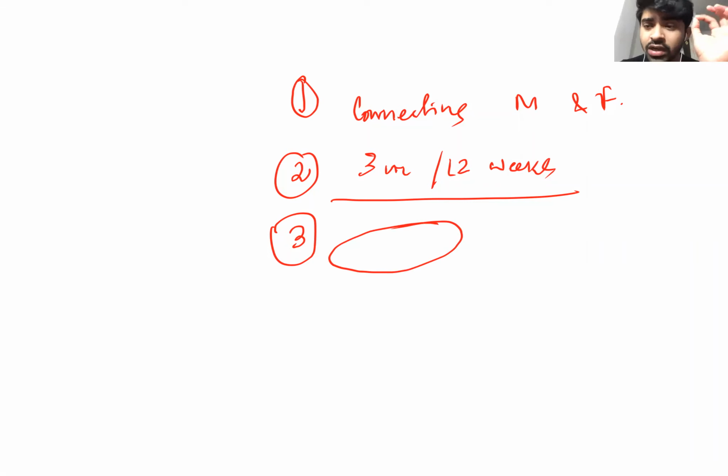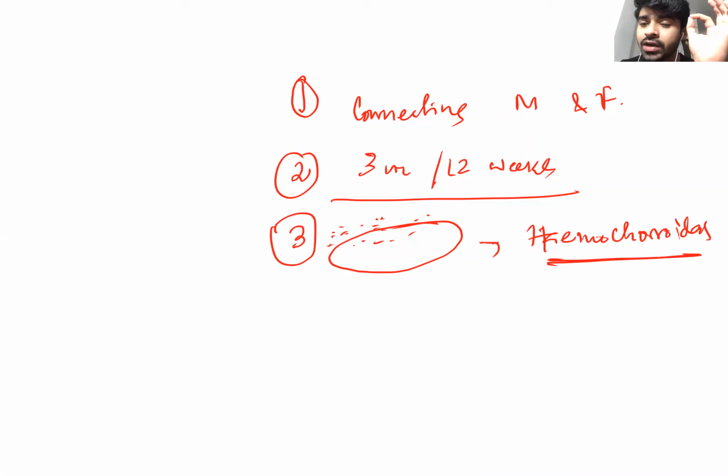Human placenta is circular. Second, if you see the mother's body, the human placenta is actually floating on the mother's blood. So this is called hemochoroidal placenta. Hemochoroidal placenta. It is floating on the mother's blood.